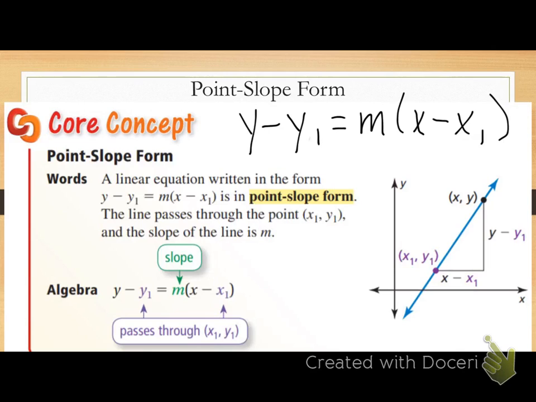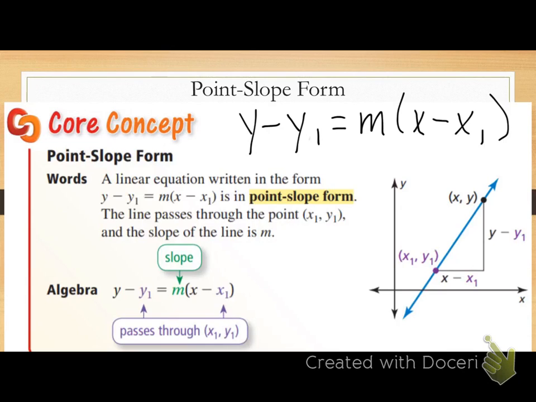So the line passes through the point (x1, y1), and the slope of the line is m. We get our (x1, y1) from the point that's given to us on the line, and we get our m as our slope. This y will stay as y, and this x will stay as x. Those don't change. But the x1, y1, and the m will just become numbers based on the ordered pair we're given and based on our slope. We okay with that?